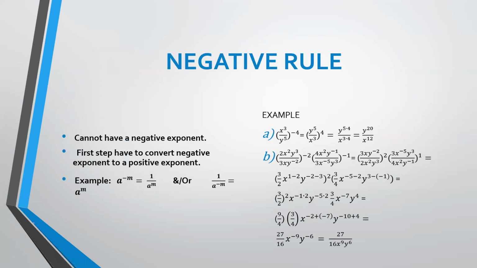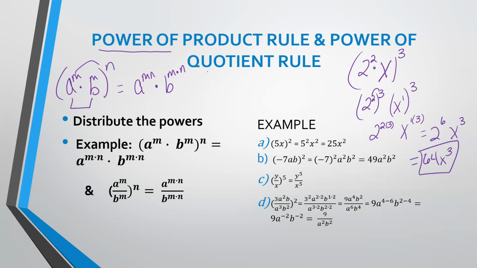Okay. Oh, and let's do the quotient rule. So now let's talk about division of the power rule. If I have bases that are not alike being divided, and we raise it to a power, we're still going to multiply the power. So I have A raised to M raised to N, and B raised to M raised to N. That would be my final answer because I don't know the value of A, B, M, and N.